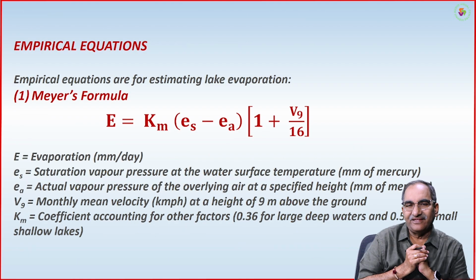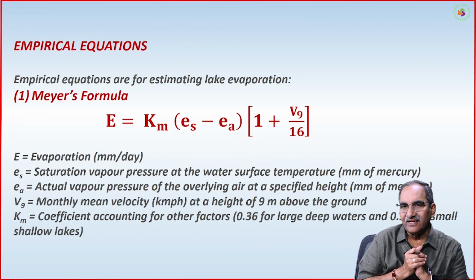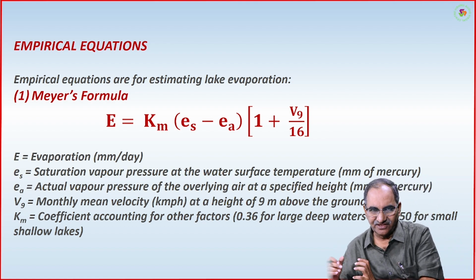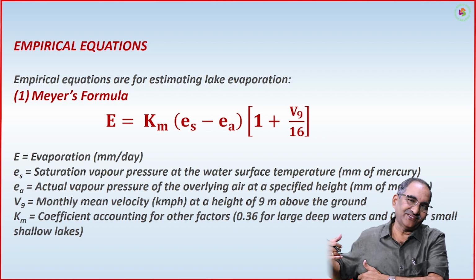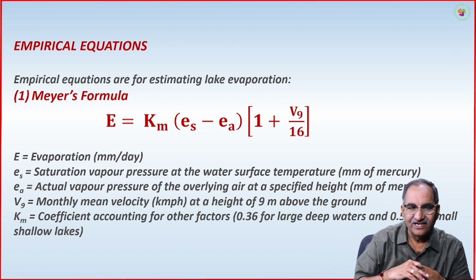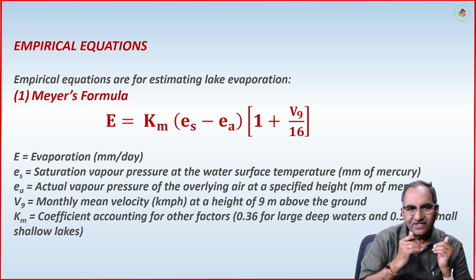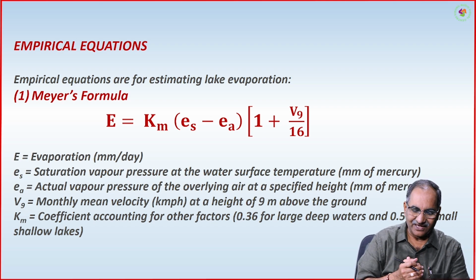Then what are the empirical equations? Because we mentioned at the beginning itself, evaporometers is one solution, empirical methods is another solution, and analytical methods is the third solution for calculating the evaporation. So evaporometers we have completed. After the evaporometers, next one is the empirical equation.